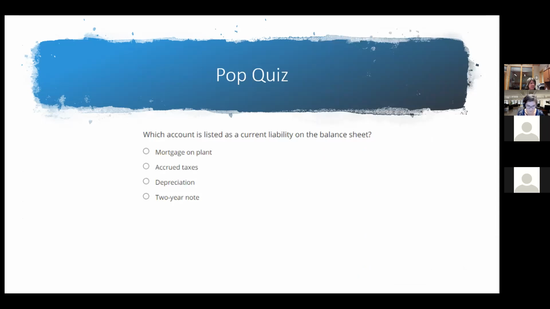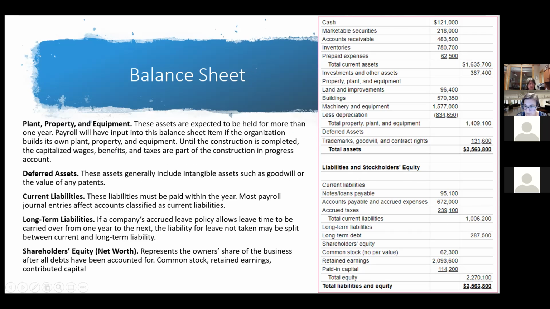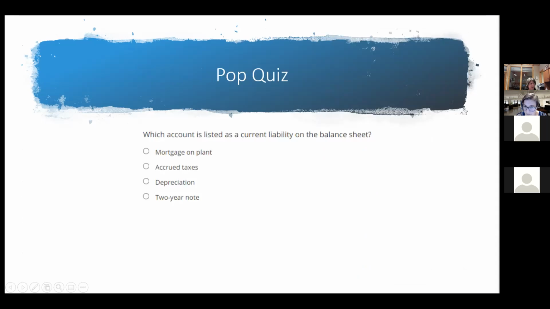Which account is listed as a current liability on the balance sheet? So again, if we look at current liabilities, they're in this section. So in part of our test questions, if everybody wants to jot in chat what they think it is, and then I will proceed. And I don't have my chat open to see. We're getting some consistent answers.